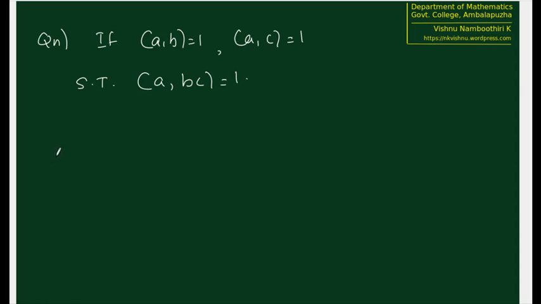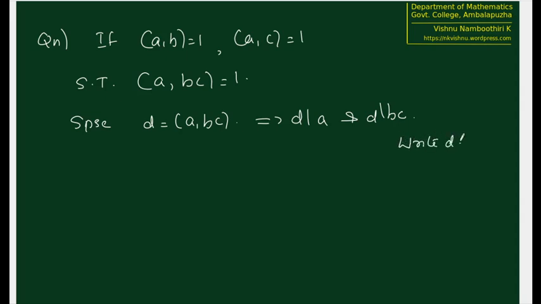So for that, suppose that GCD of A and BC is D. Suppose D equal to GCD of A and BC. Therefore, D divides A and D divides BC. Since D divides BC, we can split D. So some part of D must be lying inside B and some part of D must be lying inside C. Therefore, we can write D equal to D1, D2, where D1 divides B, D2 divides C.